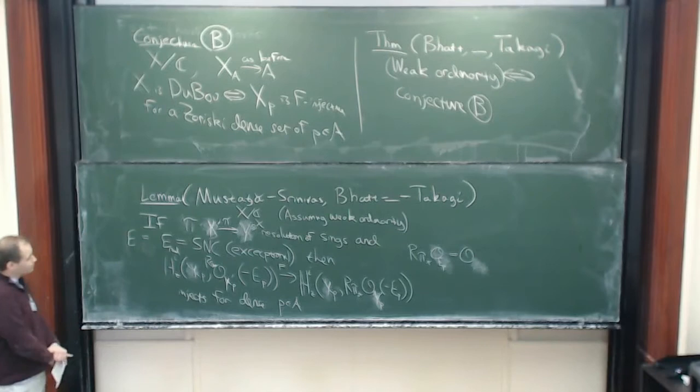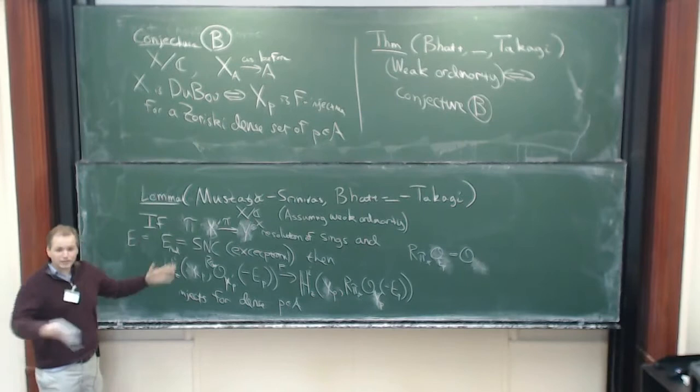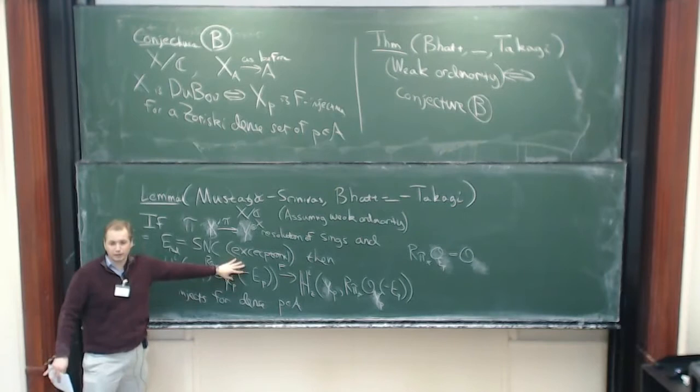Given this lemma, it's not very hard to prove that Du Bois implies F-injective type by gluing together all of these ordinarity conjectures on all the irreducible pieces of this E_p, and its various strata and lower codimensional strata.